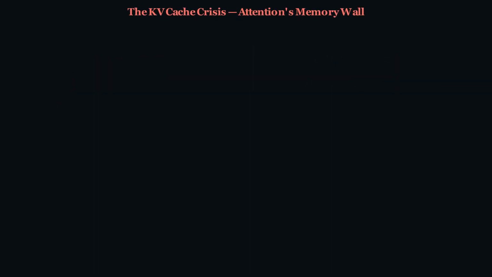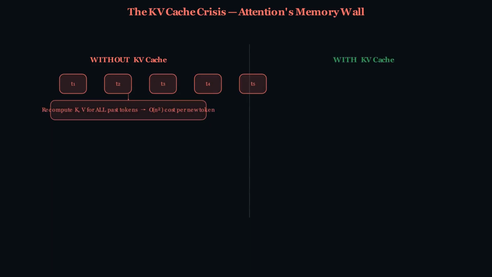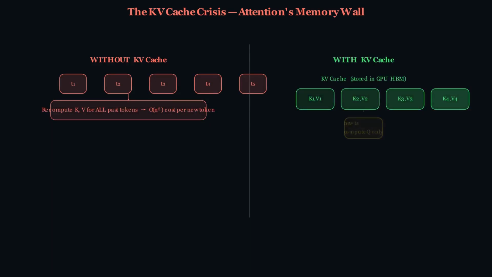During auto-regressive generation, each new token must attend to every previous token. Recomputing all keys and values from scratch at every step would be catastrophically slow. The KV cache stores previously computed keys and values in GPU memory. For each new token, only the new query needs computing.